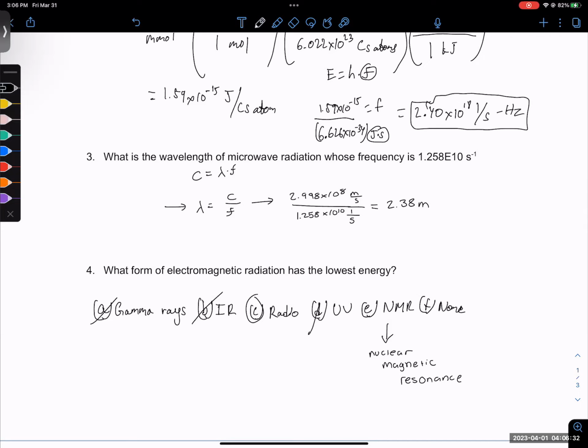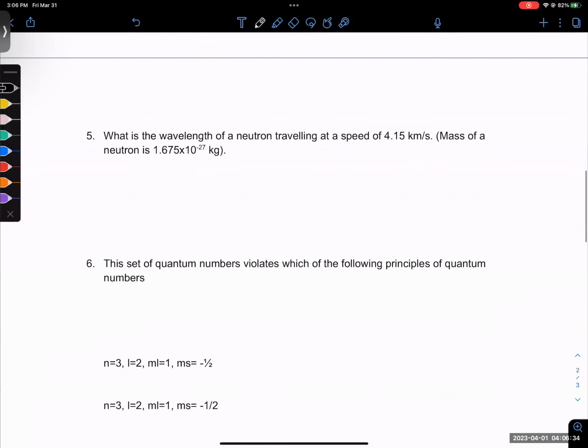Okay. Let's go to 5. What is the wavelength of a neutron traveling at a speed of 4.15 kilometers per second? The mass of a neutron is 1.675 times 10 to the minus 27th kilograms. So let's see, what are y'all thinking here? Is there an equation that we should use for this? Anyone know of an equation?